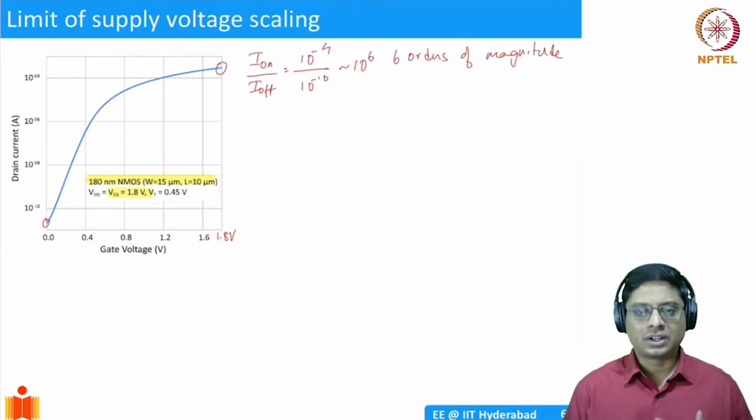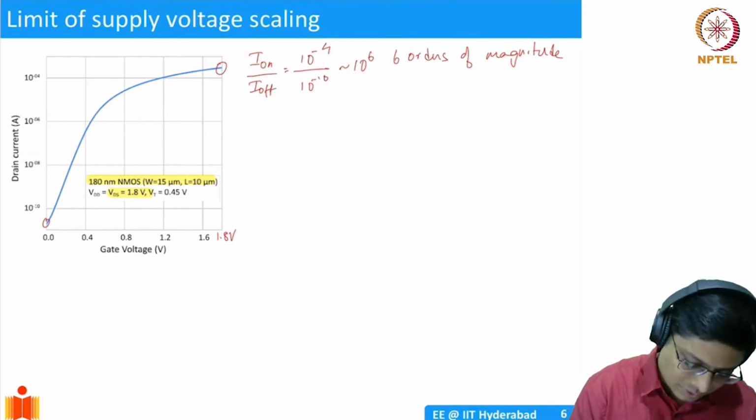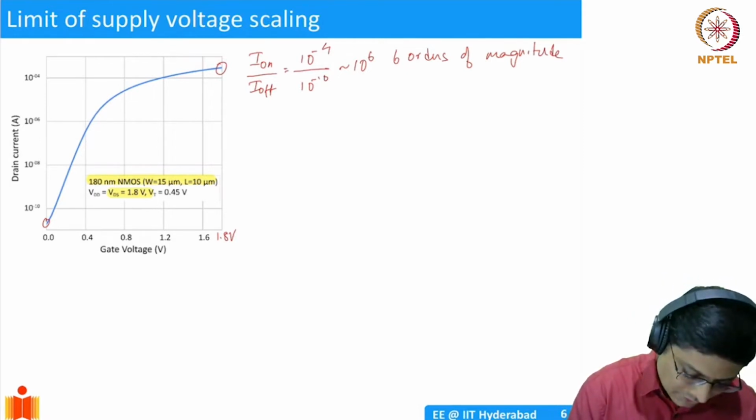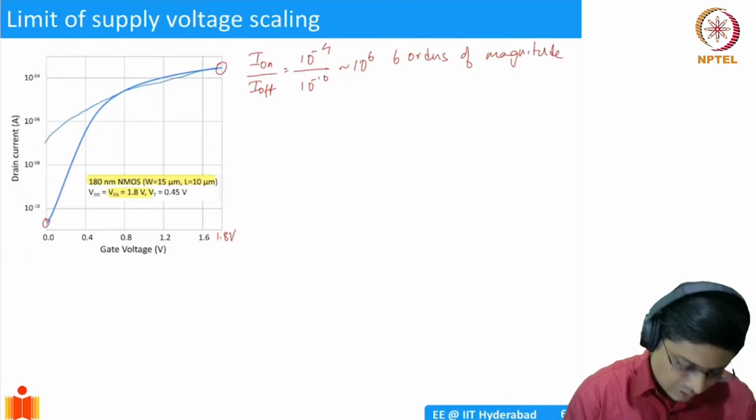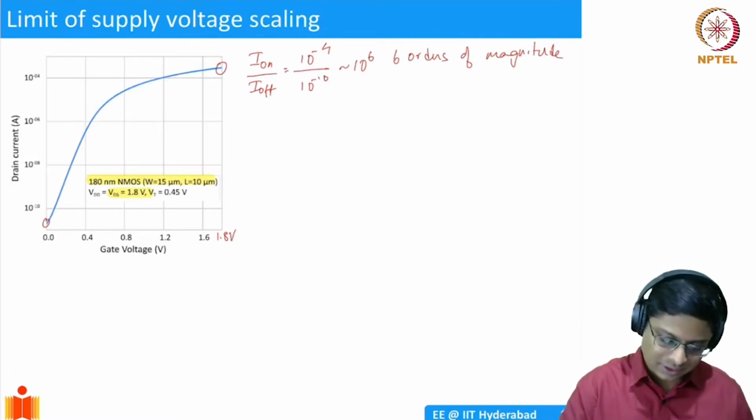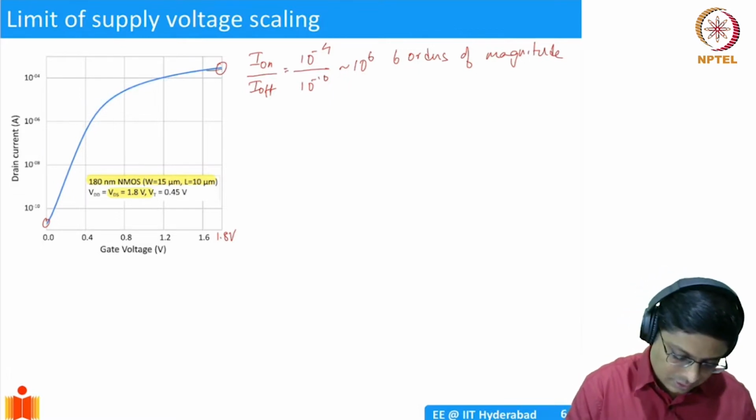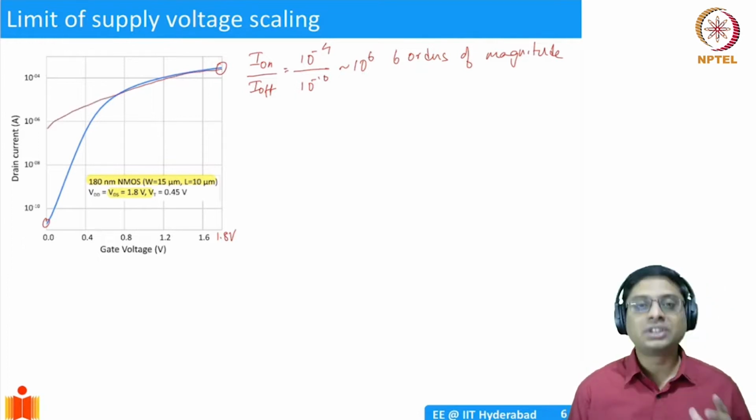Otherwise, if the off current is large, let's say the off current was 10 microamps. Let's say instead of this, the device was performing like this, something like this. This is the second device. Is it a good digital device?